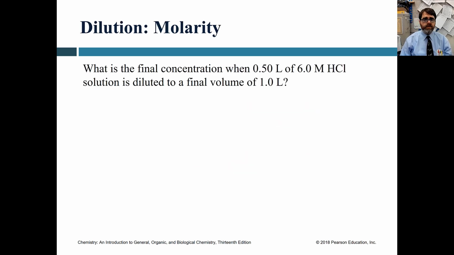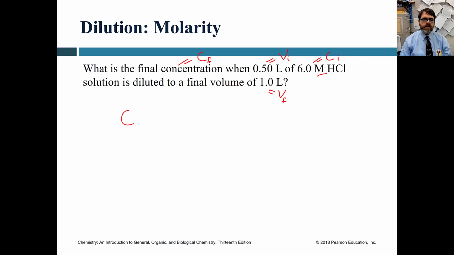Anyway, getting into doing some practice calculations with these. What is the final concentration? So we want to know concentration final, when 0.5 liters, that would be volume initial, of 6 molar. That is concentration initial. The molar tells me that that's the concentration. Liters tell me it's a volume. Your units tell you what numbers you're being given. Is diluted to a final volume. So here we have volume final of 1 liter.